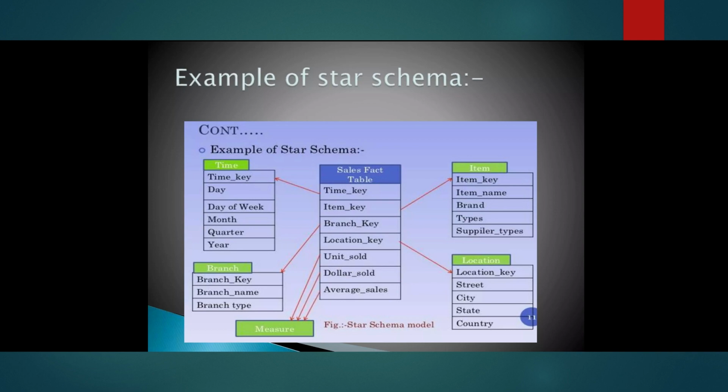For example, in a star schema, the sales fact table is the main table and the subtables are time, branch, items, and location. These are all dimensions. The units sold, dollars sold, and average sales are the measures.